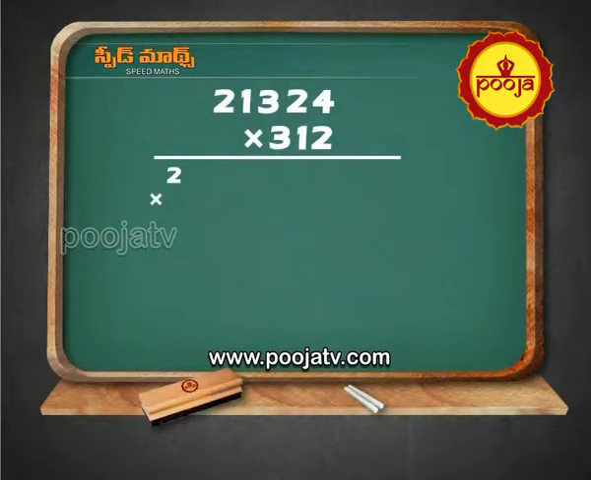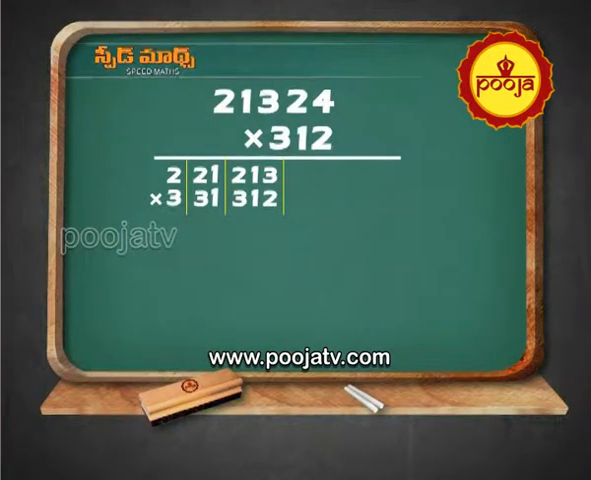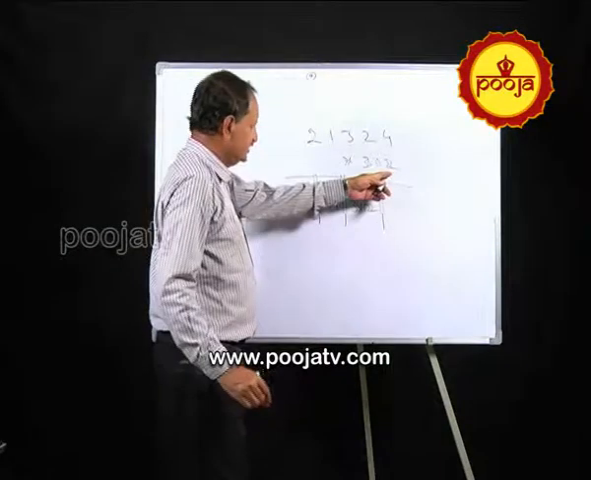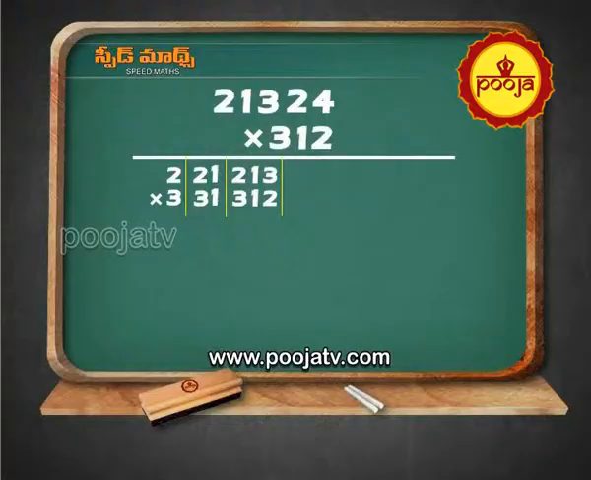First, 2 into 3. 21 into 31. These are all cross multiplications. Next, 2 1 3 into 3 1 2. Because here we are having 3 digits, you have to go up to 3 digits. 2 into 3, right? 21 into 31. 2 1 3 into 3 1 2. Now only 3 1 2 is come. 2 1 3 into 3 1 2 over.